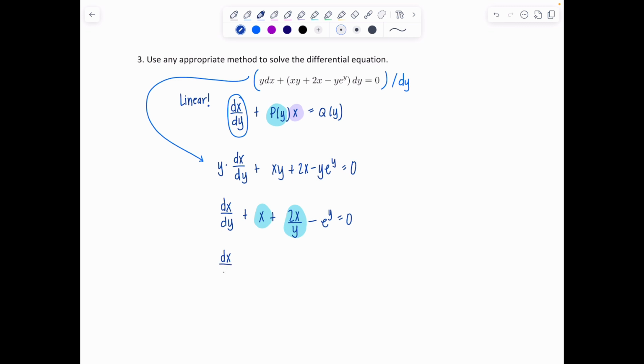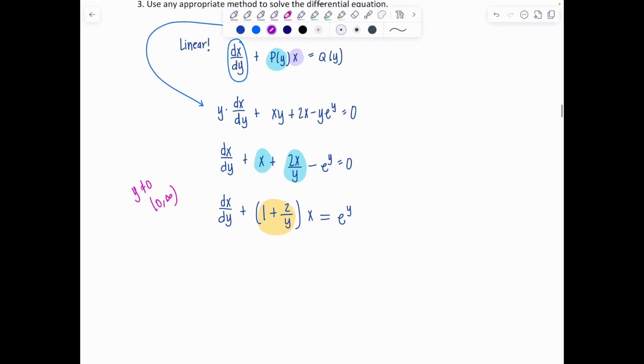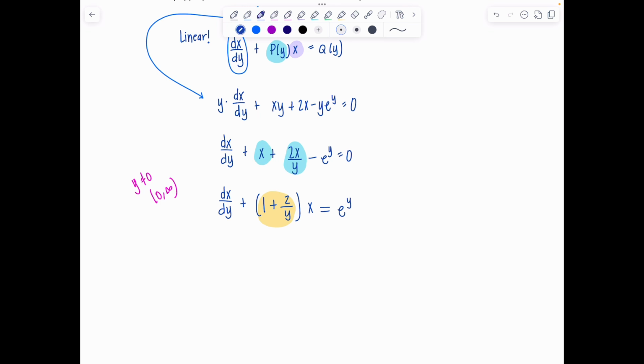We've got dx/dy plus p of y, which is 1 plus 2 over y, times x equals e to the y. Are we okay? All right, good. Now at this step, you need to identify the interval on which your solution is going to be valid. In this case, it's an interval for y. And notice y cannot be 0. So you have to pick, let's pick from 0 to infinity. Okay. All right, let's find our integrating factor, mu.